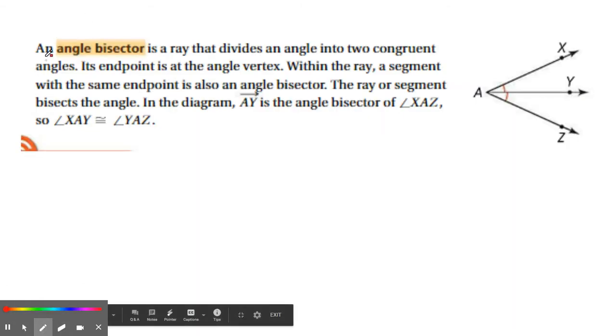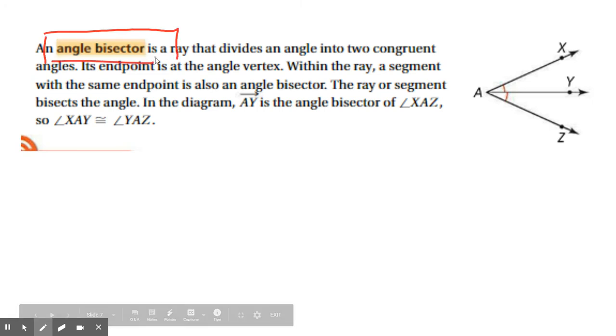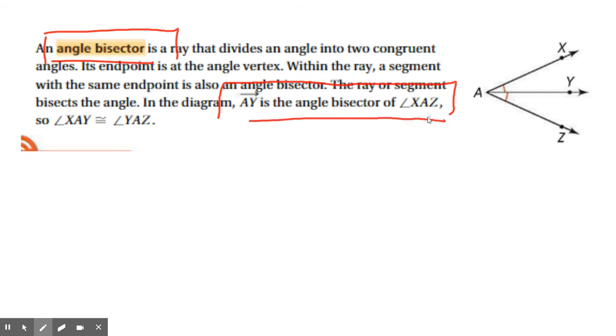Angle bisector. So just like a segment bisector divides a segment into two congruent segments, an angle bisector divides an angle into two congruent angles. So in this picture, we have ray AY being the angle bisector of angle XAZ. So notice the congruent markings here, right? It splits the angle into two congruent angles, angle XAY, this angle, and angle YAZ, this angle. Angle bisector.